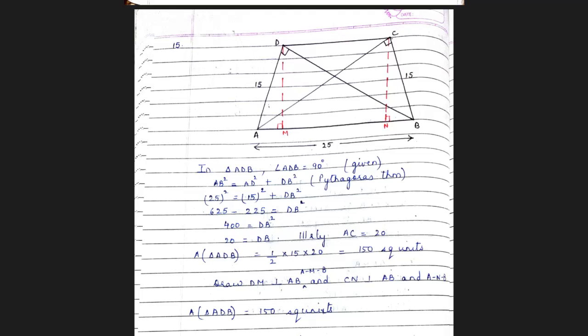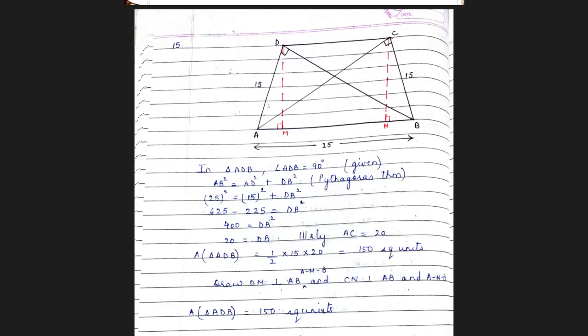Since it's a right angle triangle, I can say it's half base into height. So half into 15 into 20, I get 150 square units. Now, for construction, we'll draw DM perpendicular to AB such that A-M-B, and CN also perpendicular to AB such that A-N-B.